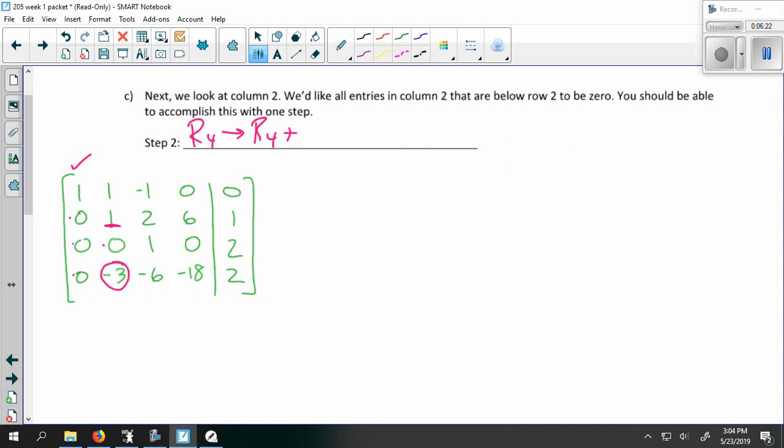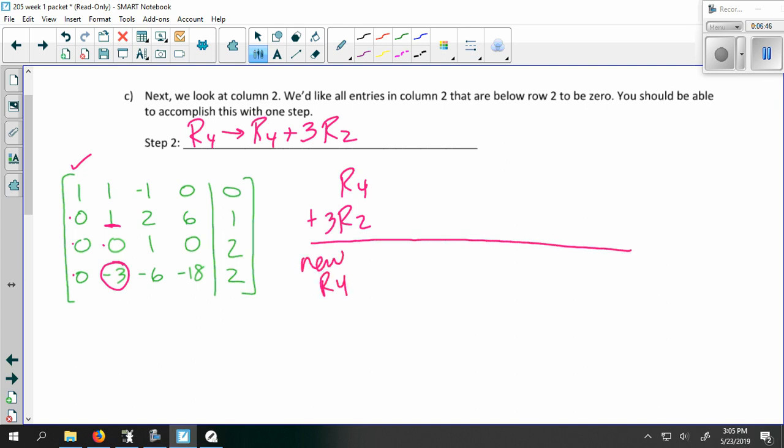All the entries in column 2 that are below row 2 need to be 0. So use row 2 to eliminate them. I'm going to do row 4 plus 3 row 2, because 3 times 1 would be 3, and when I add them together, I'll get 0. Let me write out my work here: row 4 plus 3 row 2. That's going to give me my new row 4.